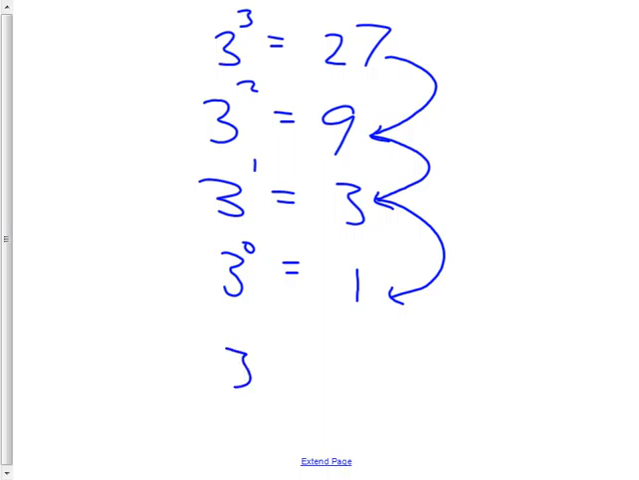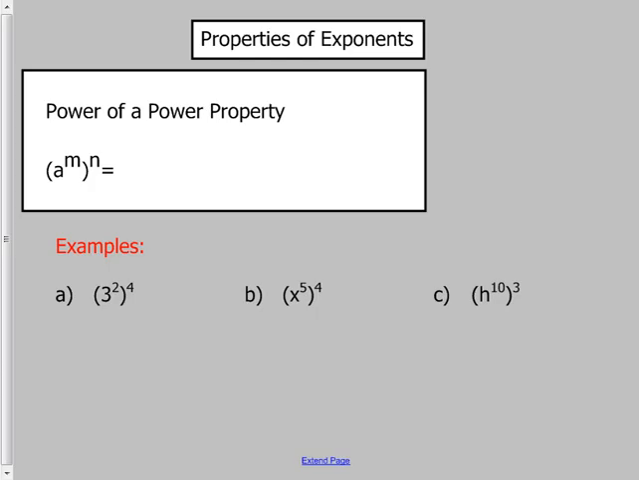And then 3 to the negative 1 would be 1/3 of this, right? Which is 1/3. And that's the same as if I had done 3 to the 1 power and then flipped it. All right. Let's move on. Power of a power. So get on this slide.